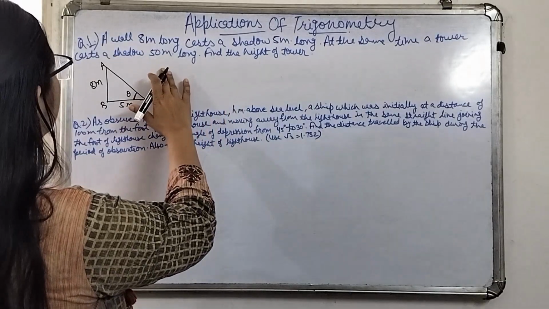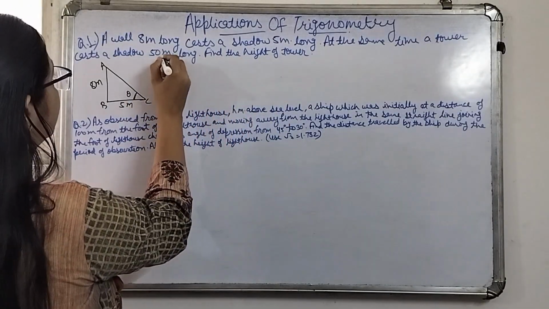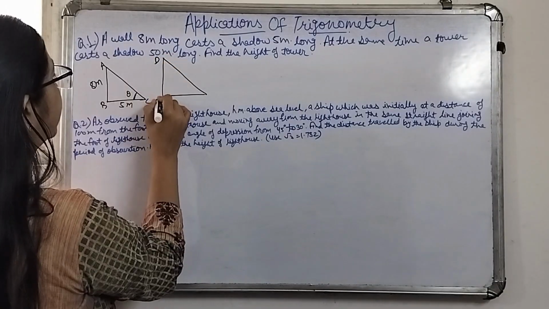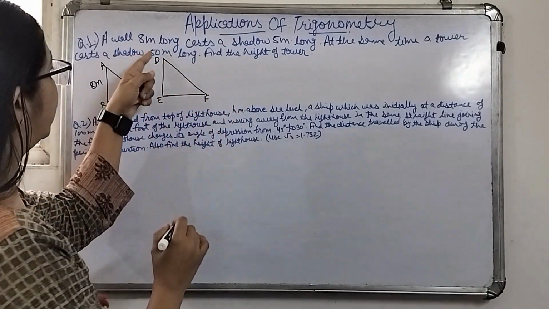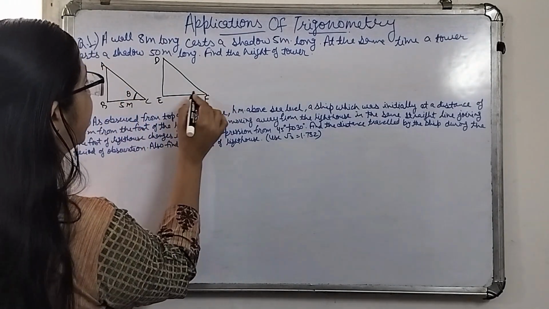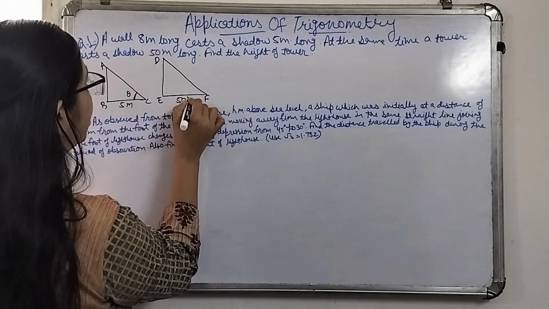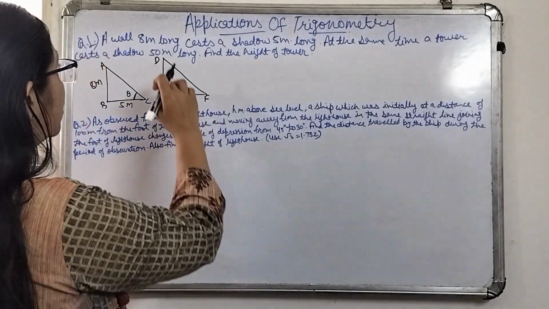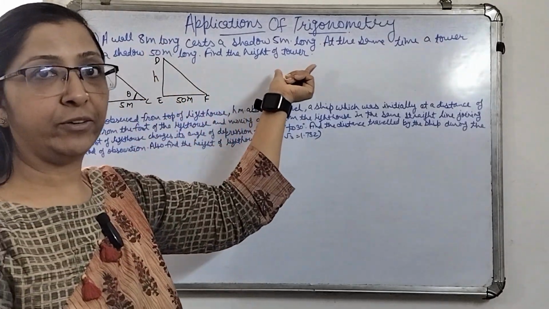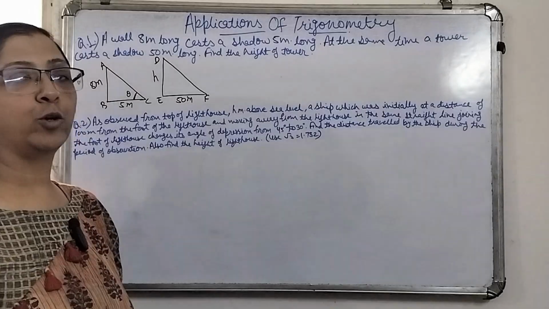Now the second condition over here is that there is a tower. Suppose this is your tower DEF. Tower is DE and it is casting a shadow of 50 meter. That means EF, that is the shadow, is 50 meter. We are assuming that the height of the tower is H. We have to find the height of the tower only. That means we have to find the value of H.